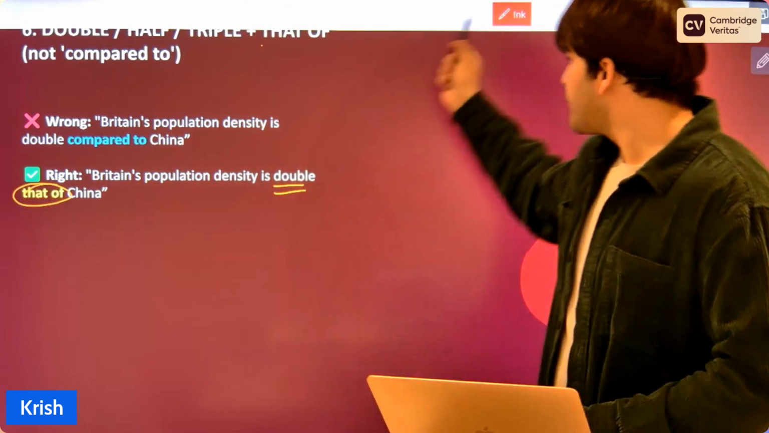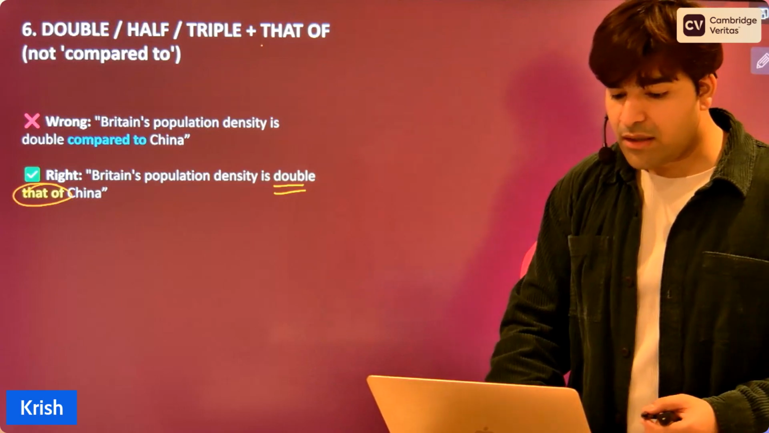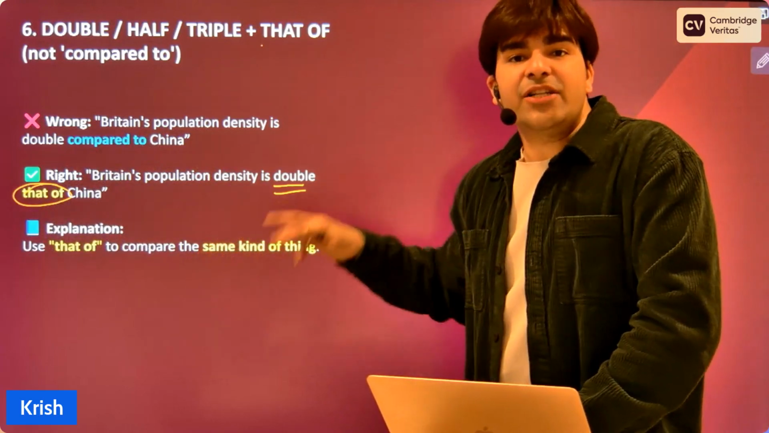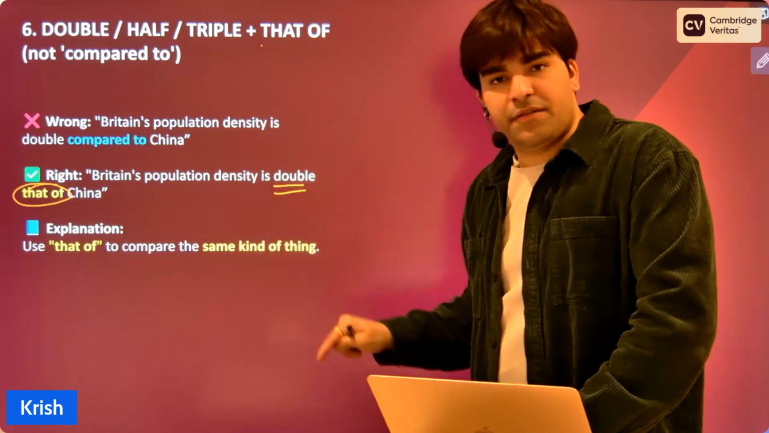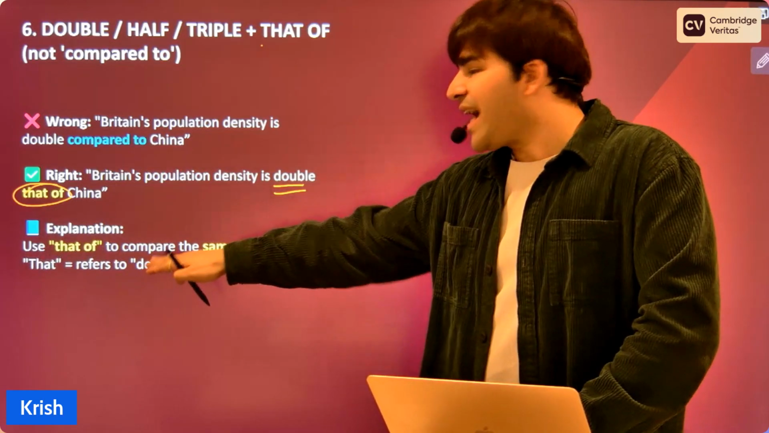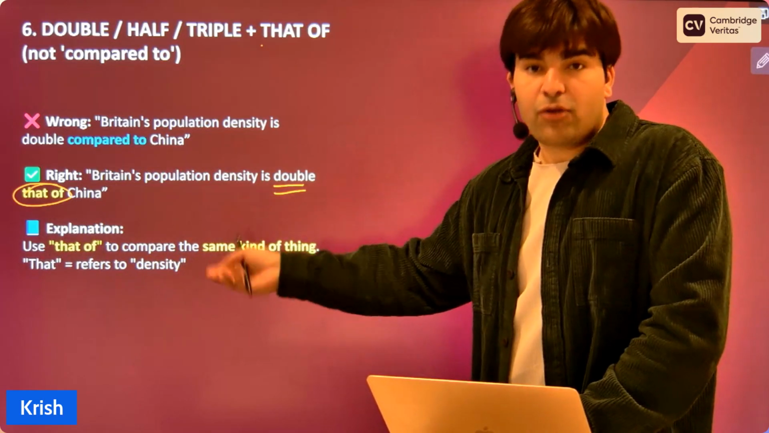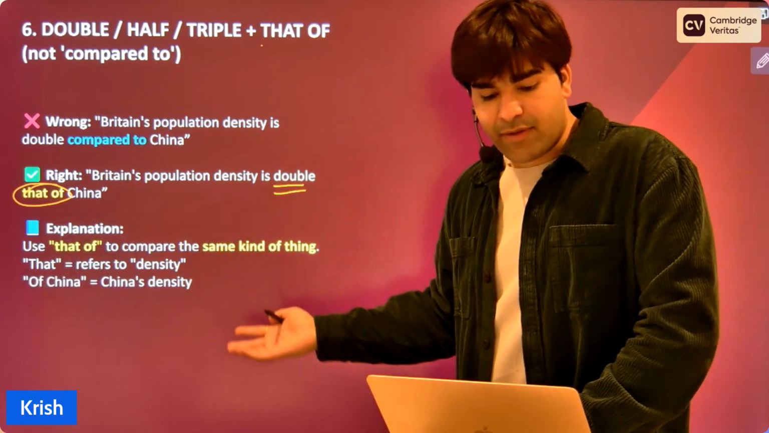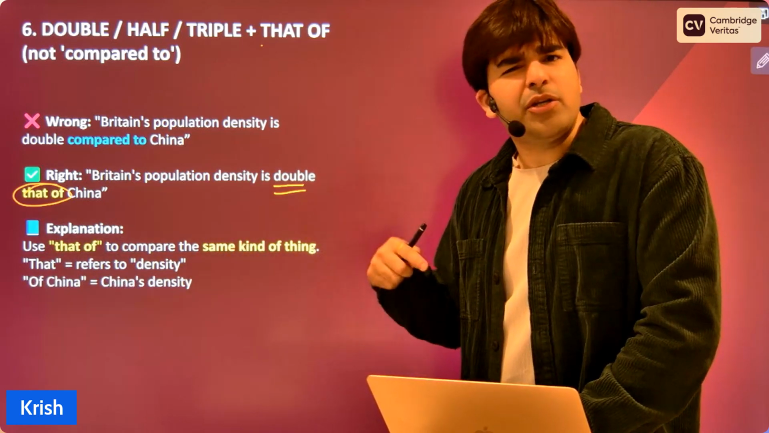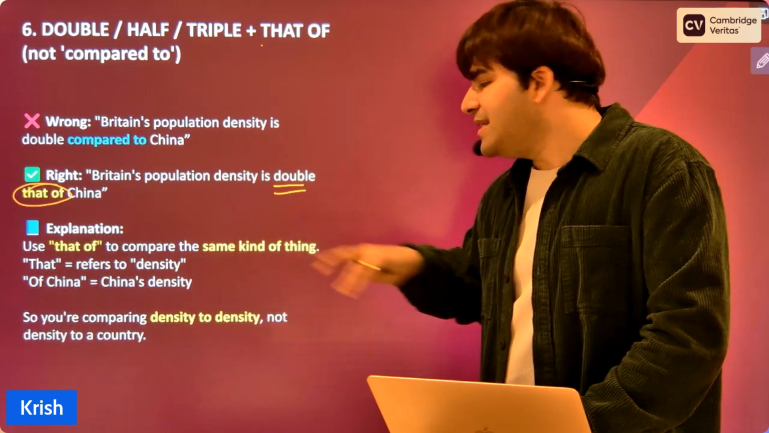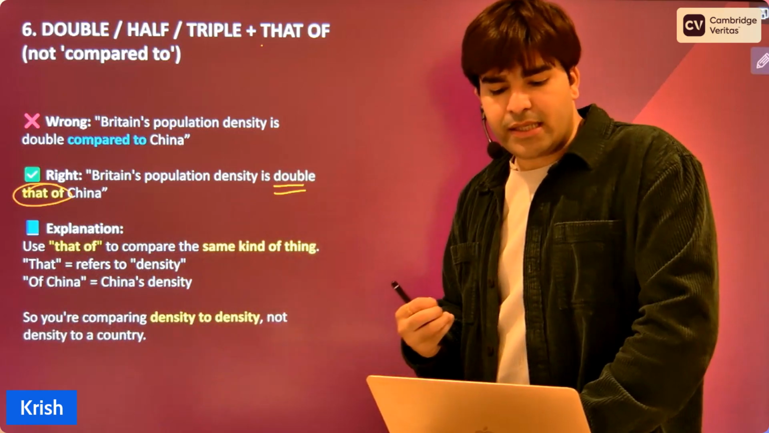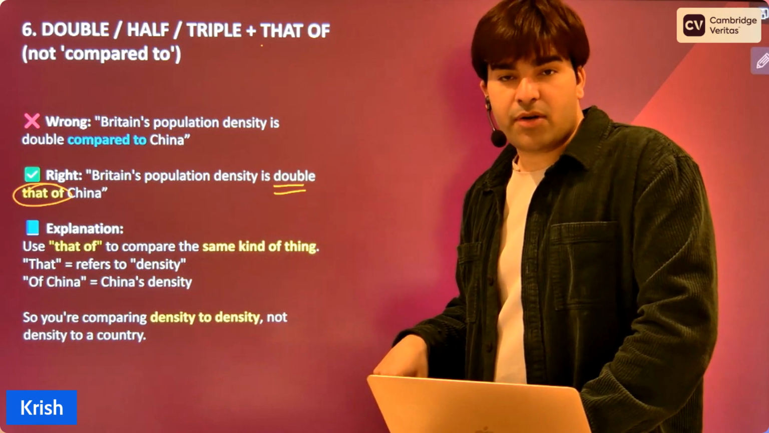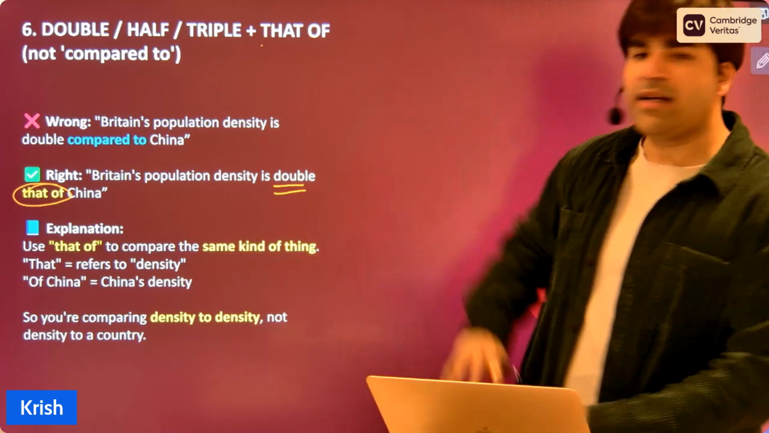All right. What should we keep in mind here? When we use that of, we're basically trying to compare the same kind of thing. For example, that here refers to density, and of China basically is talking about China's density. So, what are we doing? We're trying to compare density to density. We're not comparing density to a country. All right. So, these were all the comparisons.